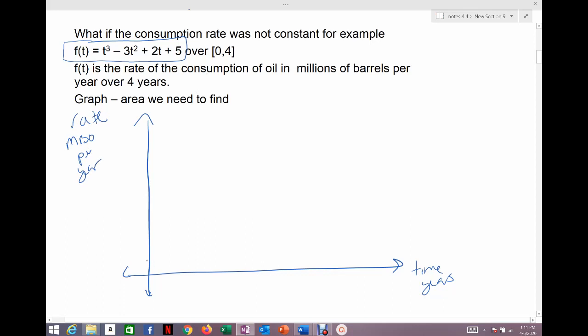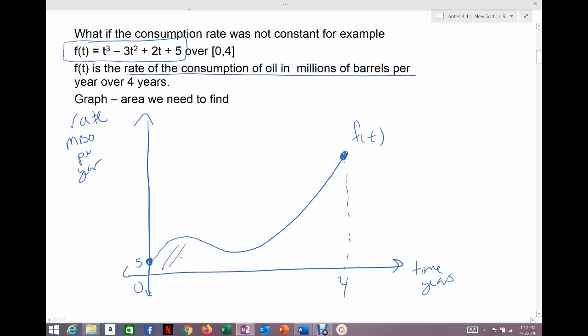If I plug 0 in, it starts out at 5. And if you graph this on the calculator, it goes up slightly, then back down, and then it starts to take off. That's where it is after 4 years. So this would be the 4-year picture of my f of t, which is the rate at which oil is being consumed. It starts off going up, then there's a little dip, and then it starts to grow really fast. They're consuming more and more oil as it moves closer to 4.